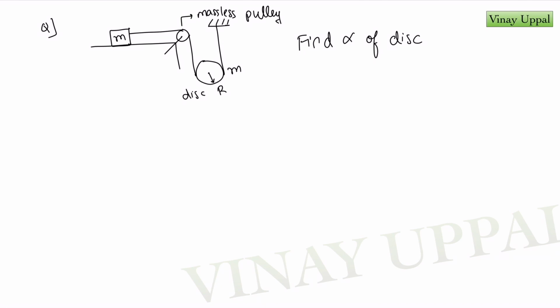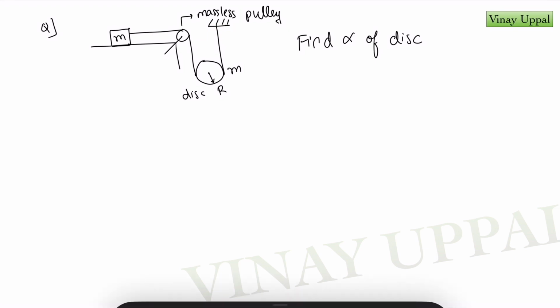So this is a slightly different question from what we've done so far. I have a block. Once again, the surfaces are all frictionless. I have a block attached to a string going around a massless pulley, and then it's going around a disk of mass m and radius r. The string is connected to a fixed ceiling. The question is asking us to find the angular acceleration of the disk. So try it out before you take a look at my solution.